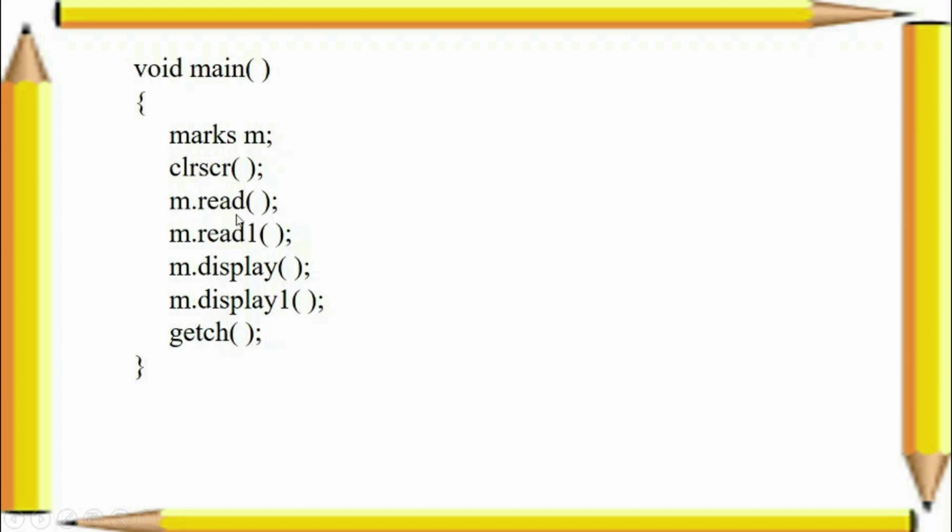See, m.read. This will read the data from the base class student, that is, reading the student register number and name. m.read1 will read the student marks, marks 1 and marks 2, and it will calculate the total of the two marks. Then m.display will display the student register number and name, and m.display1 will display the student subject marks 1, 2 and the total marks. Okay, then getch and close bracket. So this is the program for single level inheritance.